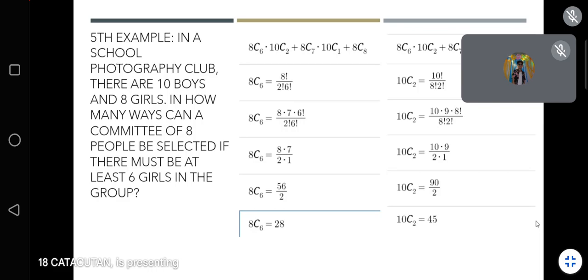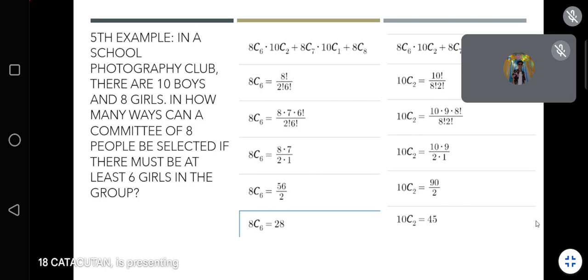The solution will be 8C6 times 10C2 plus 8C7 times 10C1 plus 8C8 times 10C0, which equals 8 factorial over 2 factorial, 6 factorial times 10 factorial over 8 factorial, 2 factorial plus 8 factorial over 1 factorial, 7 factorial times 10 factorial over 9 factorial, 1 factorial plus 8 factorial over 0 factorial, 8 factorial. If we solve 8 factorial over 2 factorial, 6 factorial, the answer will be 28. Multiply it to the answer of 10 factorial over 8 factorial, 2 factorial, which is 45, so it is 1260.